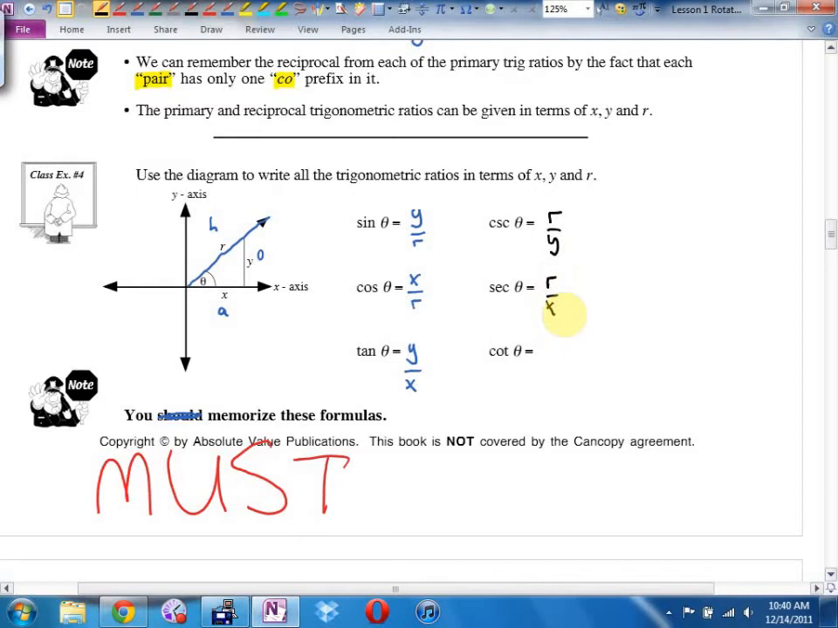In fact, whenever you were doing a secant or a cosecant or a cotangent question, you'll see me pause for a second. What I've just done is I've associated it with its primary trig ratio, asked what's the primary, and flipped it.